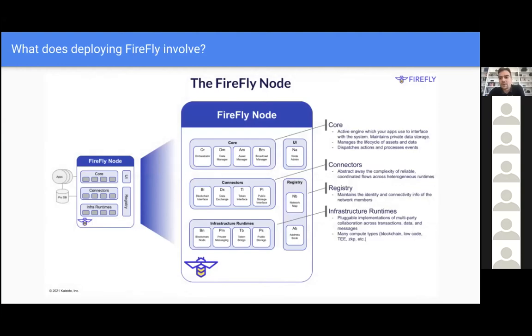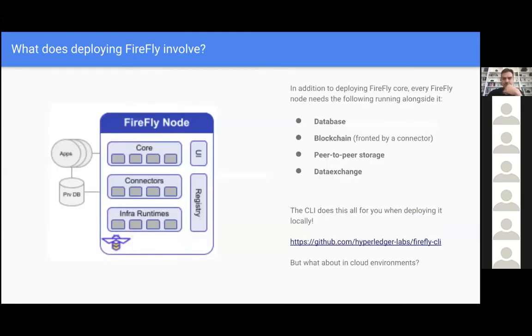If you recall from previous architecture discussions and other community calls, Firefly consists of a core that is the actual engine and sort of orchestrator of the system, but then it has lots of infrastructure runtime components that it requires. So there's the blockchain interface, private messaging, which is fronted by a data exchange connector. And then you also have public storage that's required, as well as a database. Deploying Firefly itself is relatively straightforward, but it's the infrastructure around it that can actually be the more challenging part. And so just to reiterate, when you're deploying Firefly, you need a database, you need a blockchain node, which is fronted by a connector. You need peer-to-peer storage and you need a data exchange.